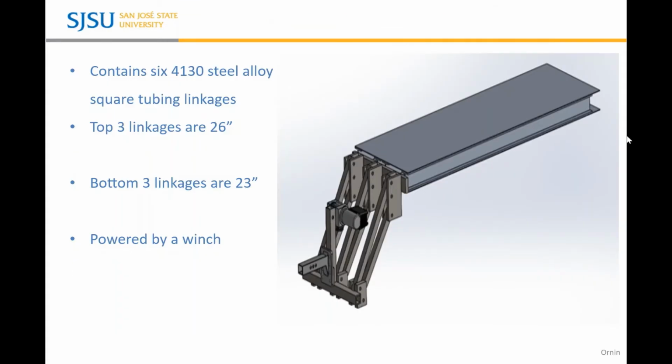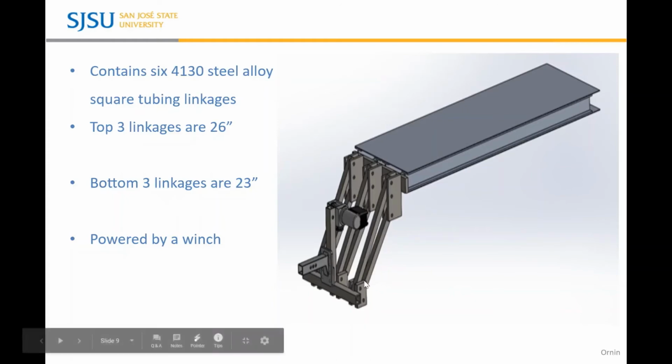Our design includes 6 linkages that are made of 4130 steel alloy square tubings. The links are designed to be in pairs. The 3 links on top are slightly longer than the 3 links at the bottom. The top linkages are 26 inches long and the bottom ones are 23 inches long. These linkages are connected from the lifting platform to the designated pivot points that were determined by using graphical synthesis.